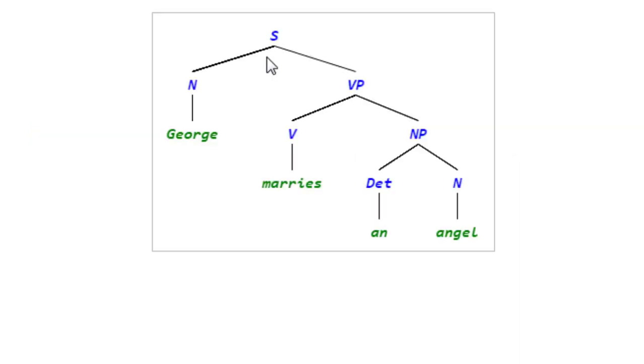So in phrase structure rules, it's going to look like this. George, which is a noun, comes from the sentence, which gives us a noun and a verb phrase. The noun is a proper noun, which is George, and the verb phrase is going to be a verb and a noun phrase. The verb is Murray's, and the noun phrase is divided into determiner and noun. The determiner is "an," and the noun is "angel."